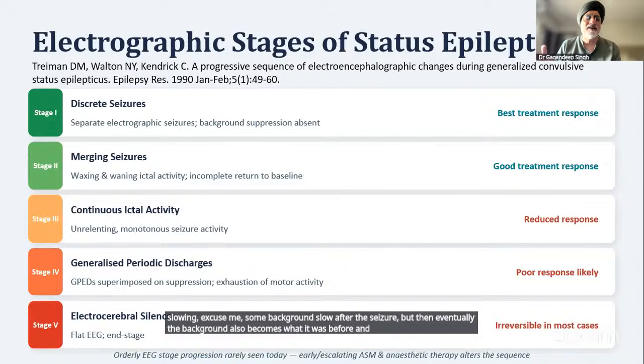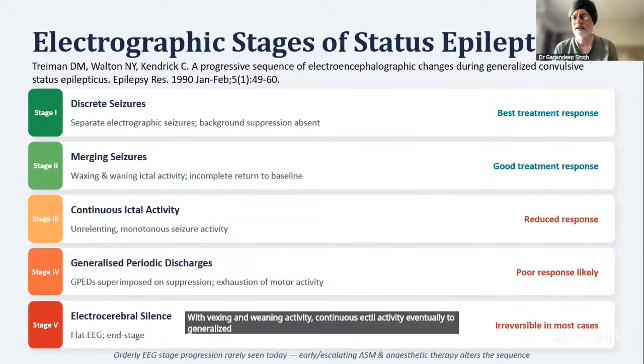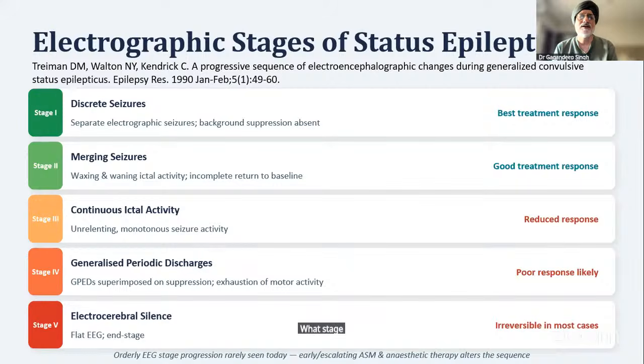So they are discrete seizures, and they go on to merging seizures with waxing and waning activity, continuous ictal activity, eventually to generalized periodic discharges, and lastly to electrocerebral silence. The prognosis in terms of recovery, and in terms of control with your anesthetic agents, depends on what stage your patient is at.